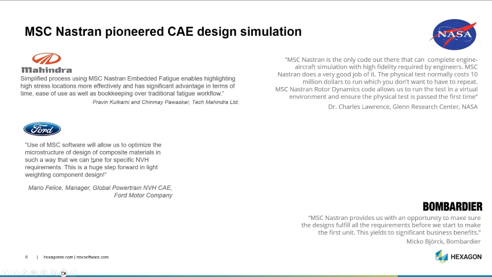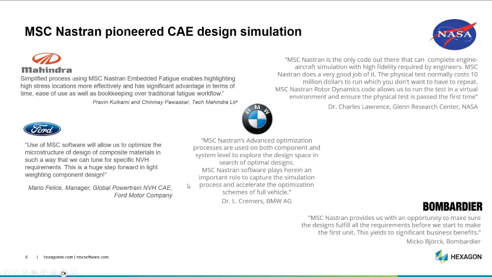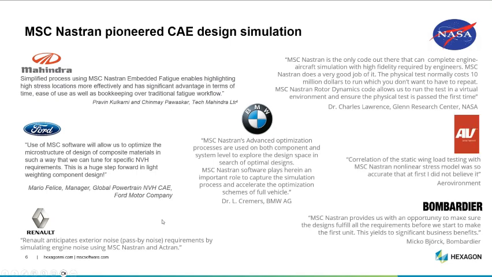From Ford, use of MSC software allows us to optimize the microstructure of designs. What this refers to is using microscopic simulation coupled to something like Nastran to calculate the stiffness and mass behavior of the different parts. From BMW, advanced optimization processes are used on both component and system level. From Renault, they anticipate exterior noise by simulating the engine noise and then combining Nastran and Actran to predict what drive-by noise is expected to be.